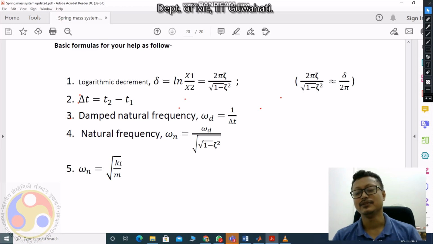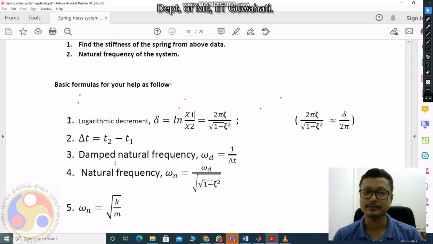So the final objective of this experiment is to find out the natural frequency of a spring, and we need to find the stiffness of the spring. Still, if you have any doubt, we are available in the online class on the day of the experiment, and you can also write a mail to me if you have more doubts, then we will try to rectify those doubts.